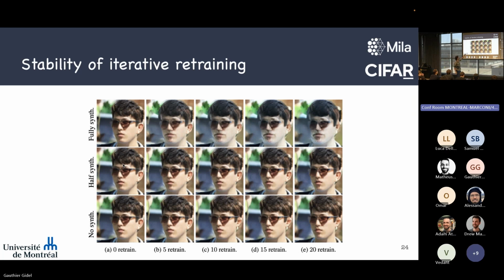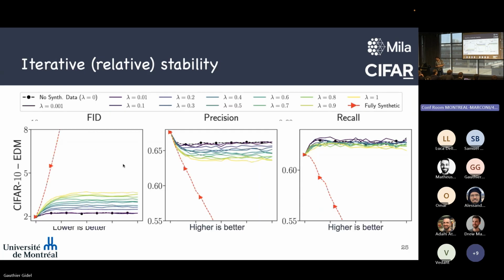We have the number of iterative retrainings on the x-axis. The y-axis is either without synthetic data, so it's the baseline, basically the model trained on the real data. Here it's half synthetic, half real. You remain stable. It's the same random seed, so you basically have learned the same model. You're not diverging. But if you train on fully synthetic data, you really see this slow collapse of the generation. And then we did it also on CIFAR.